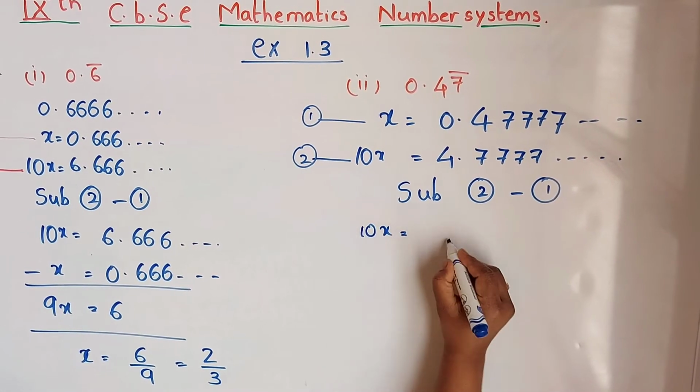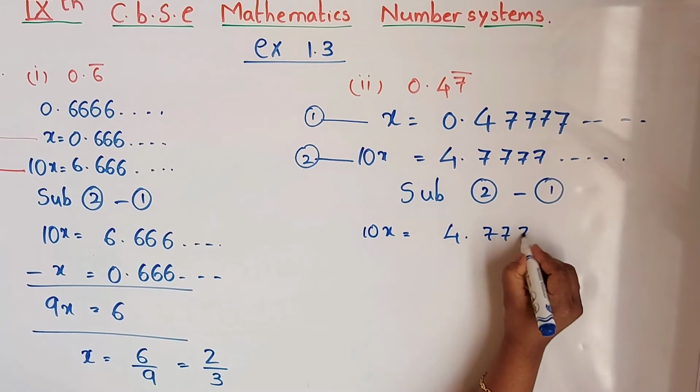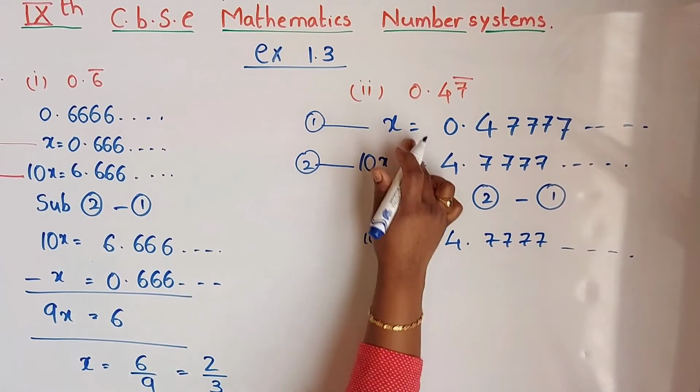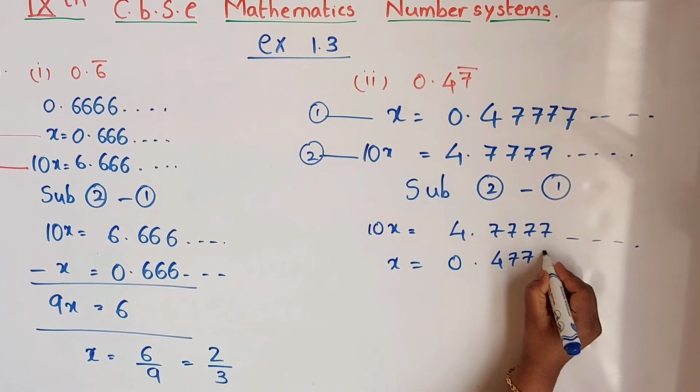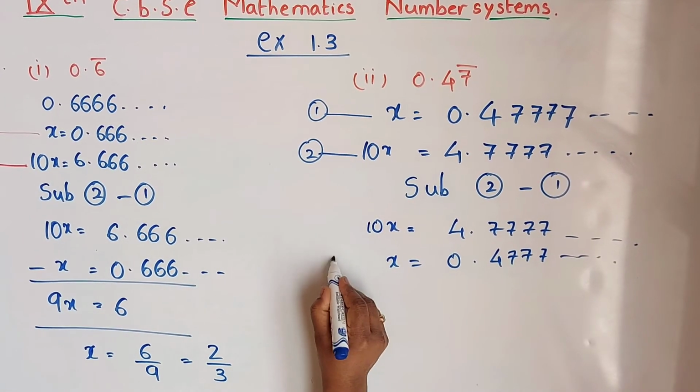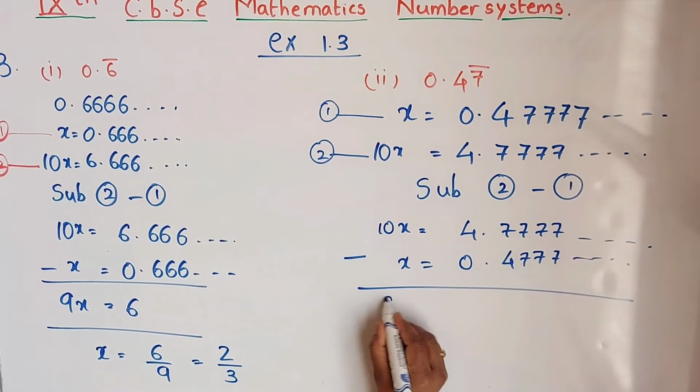10x equal to 4.7777 and so on. The x value is 0.4777 and so on, children. We have to subtract: 10x minus x equal to 9x.